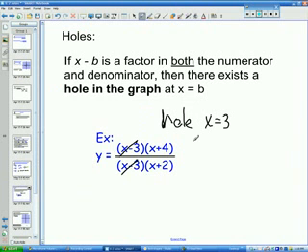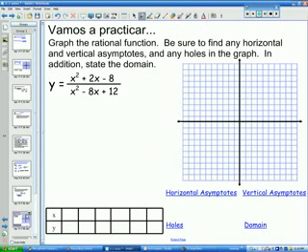Okay, so let's get some practice. There's a problem on the next slide where you have to do a lot of this stuff dealing with the vertical asymptotes, horizontal asymptotes, holes, and so on. So let's look at this one. Vamos a practicar. If you're in Spanish, you obviously know what that means. Graph the rational function. Be sure to find any horizontal and vertical asymptotes and find any holes in the graph. In addition, state the domain.